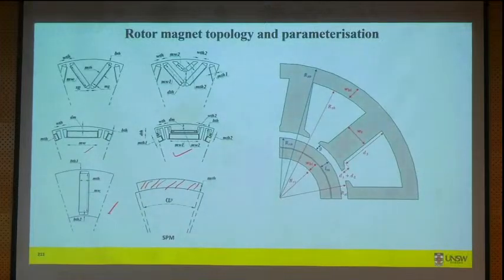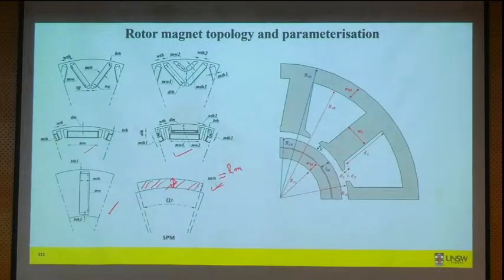Just take the case of an SPM motor, which is very simple. So remember we call this LM here. In this figure it is showing as MTH. That means magnet thickness or magnet length. LM. This is one of the most important parameters, right? So this LM or MTH in this figure is a variable.